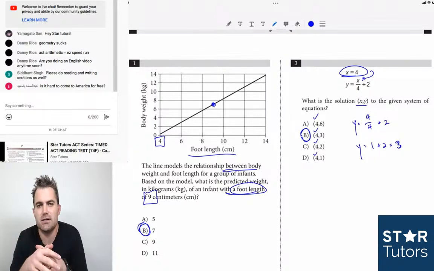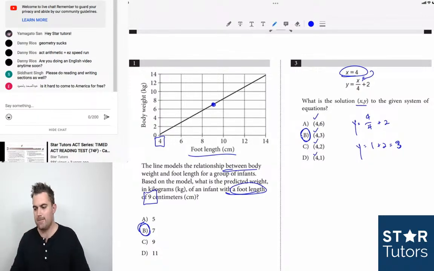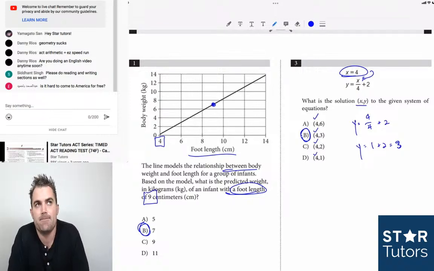The other thing that's critical is to not forget that if the no calc section is easy, more than likely the calculator section is going to be a little bit harder. Okay, thumbs up if you guys knew that before. If the no calc section is easy, more than likely the calc section is going to be a little bit harder. But every question is worth the same value.